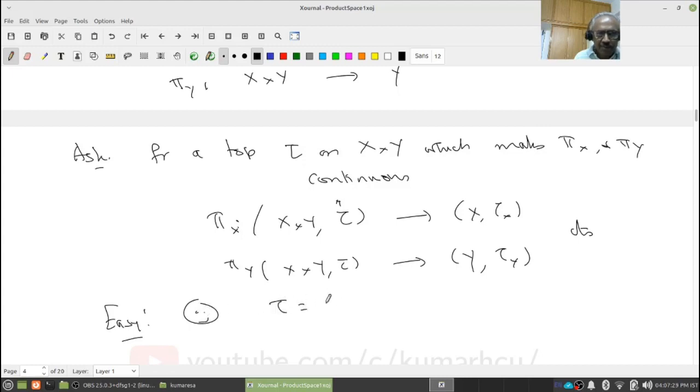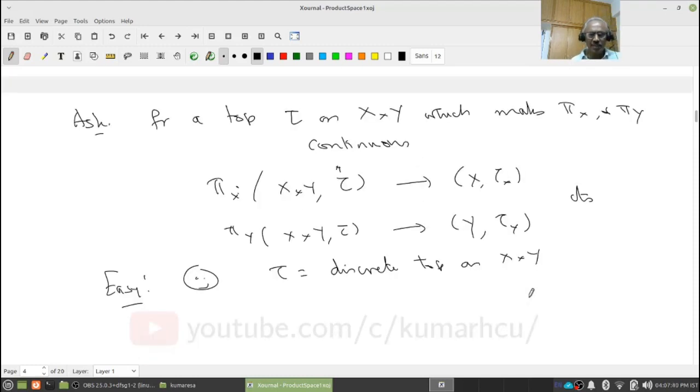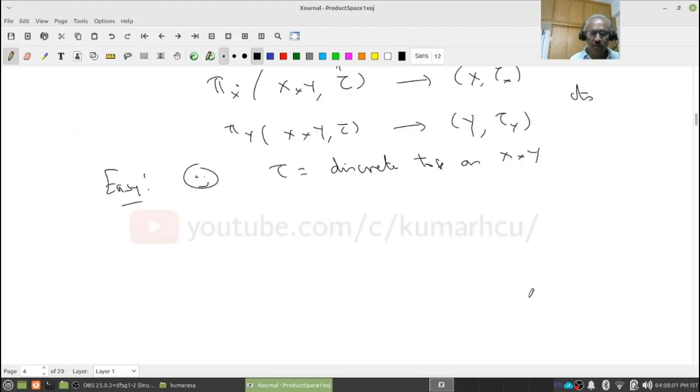Take τ to be the discrete topology. Okay, so that's not a good answer. See that? Why is it not a good answer? It has nothing to do with your map π_X, your map π_Y. If I put the discrete topology on X × Y, then any function from X × Y to any topological space will be continuous. There is no bearing on the given data, namely the maps π_X and π_Y. You understand that? So how do I refine this question?